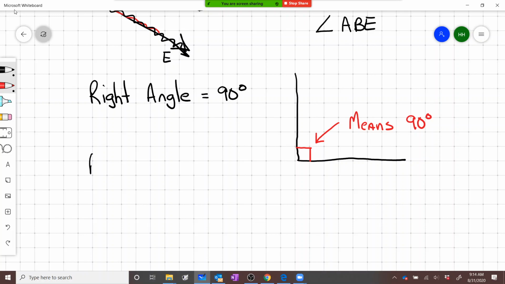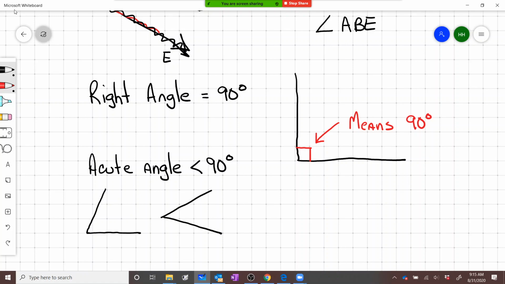How about an acute angle? That's less than 90 degrees, right? Here's an acute angle. Here's a more acute angle. Right? Anything less than 90 degrees.